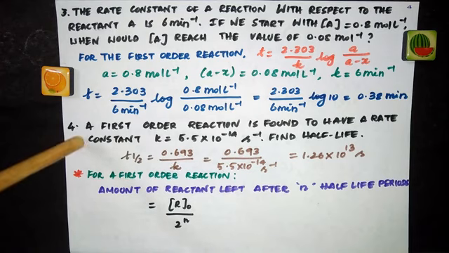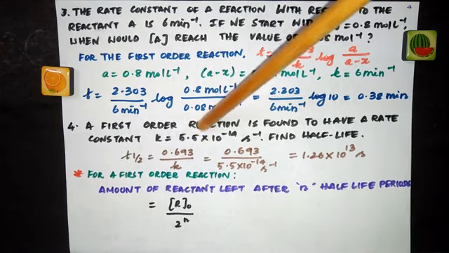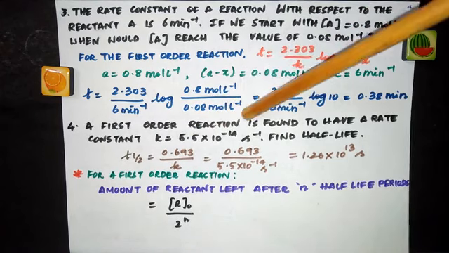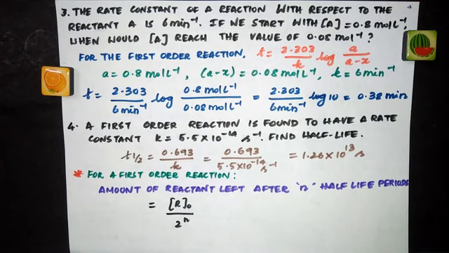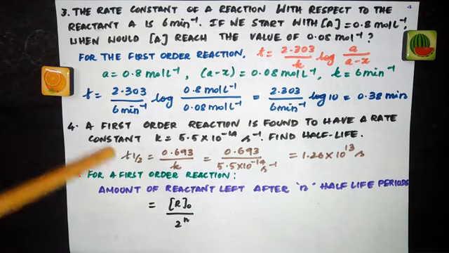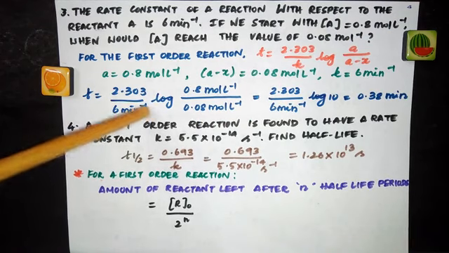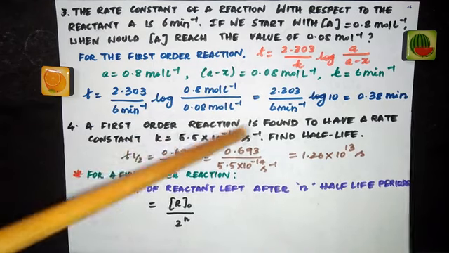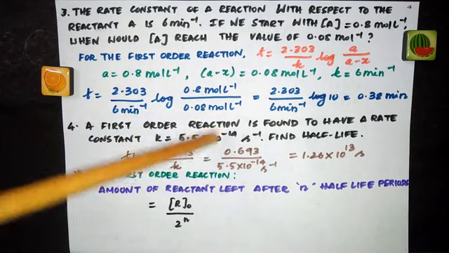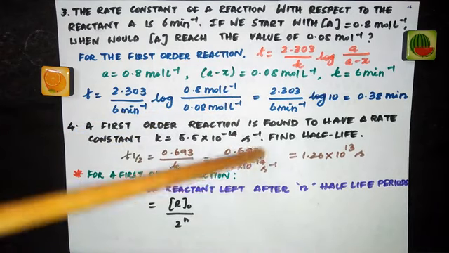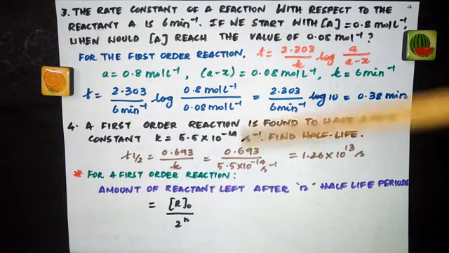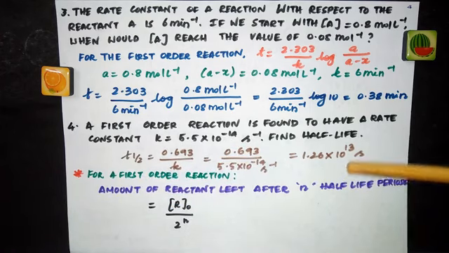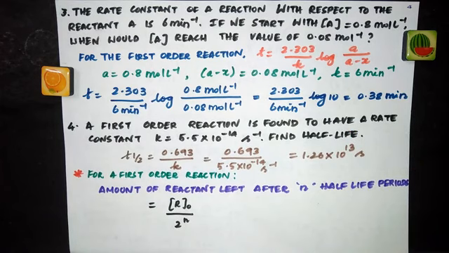And the next question: a first order reaction is found to have a rate constant k equal to 5.5 into 10 to the power minus 14 second inverse. Find the half-life. What is the formula to find out the half-life? This is a first order reaction and the formula is t half is equal to 0.693 by k. They have given you the k value. So 0.693 by 5.5 into 10 to the power minus 14 second inverse. When you do the calculation, you get 1.26 into 10 to the power 13 seconds.